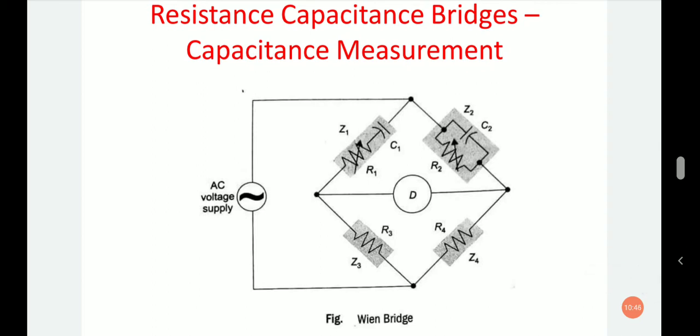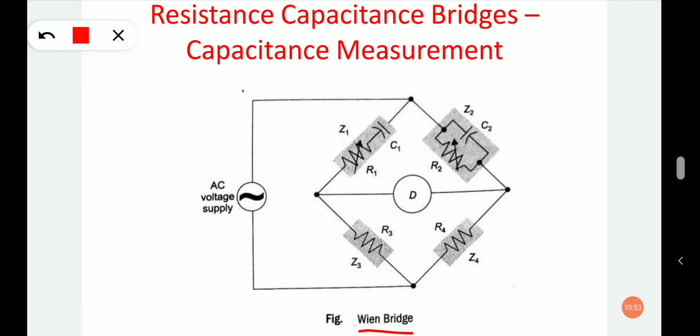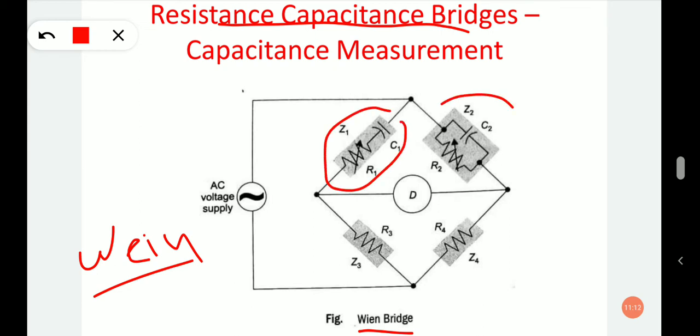Now we will see the next bridge, that is Wien bridge, for frequency measurement. So Wien bridge is also an RC bridge, consisting of a series as well as parallel RC combination. So here you can see the series combination is there, and here the parallel combination is used.